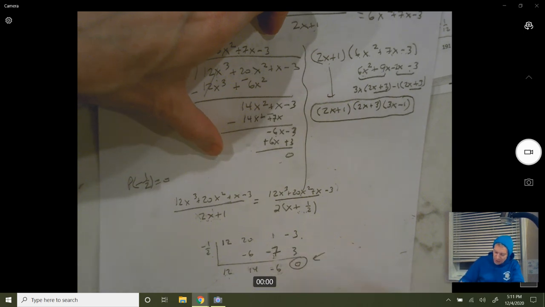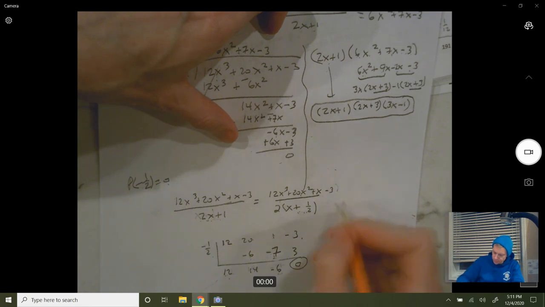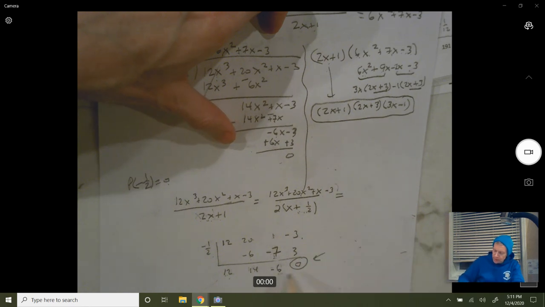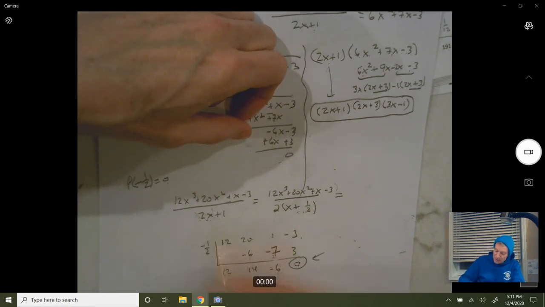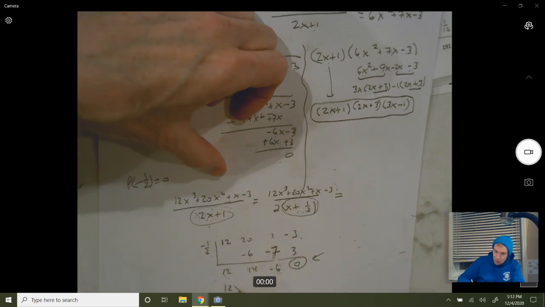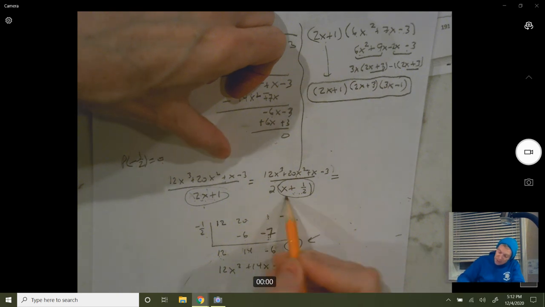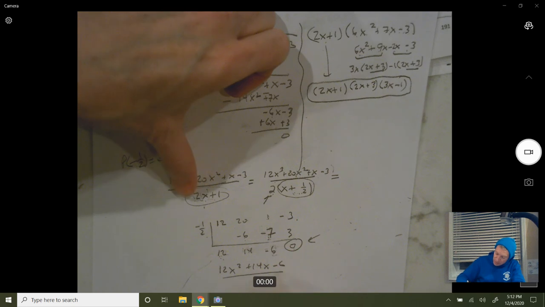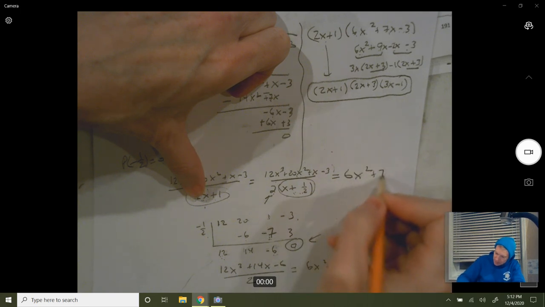So this is the nice check. You know that this equals 0, so you know this has to match. If you make a mistake, then you know to redo it. So far we didn't divide by this entire thing, we only divided by this part. And what we got was 12x squared plus 14x minus 6. Now we have to divide by the 2, and you get 6x squared plus 7x minus 3.